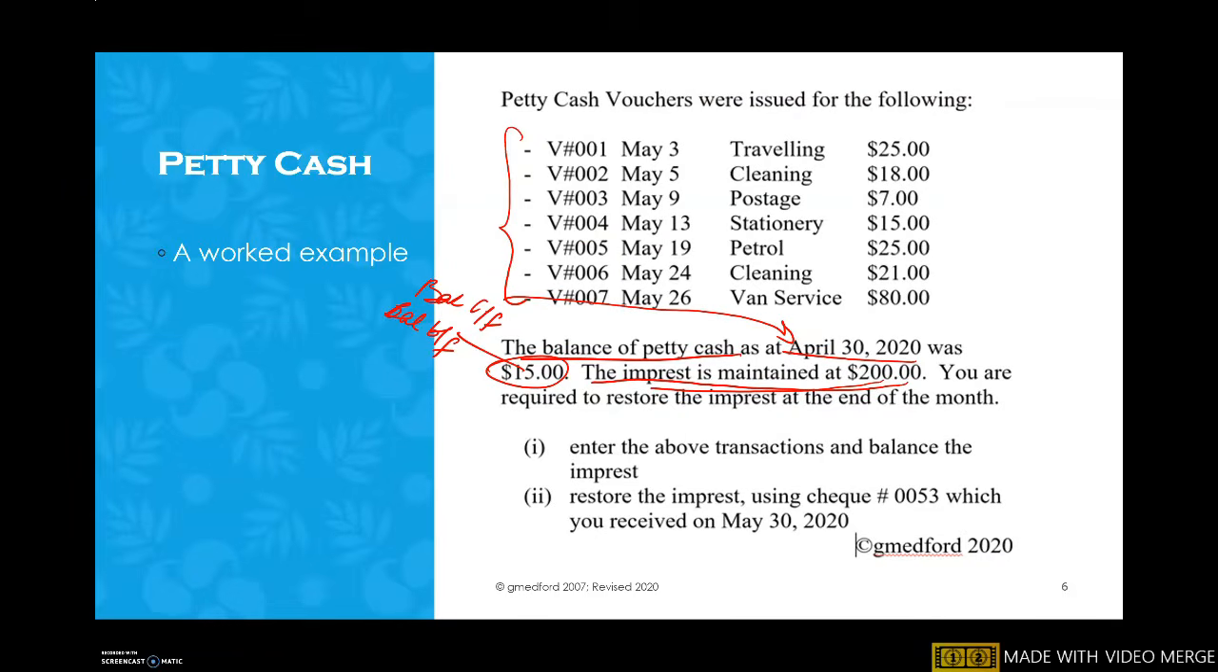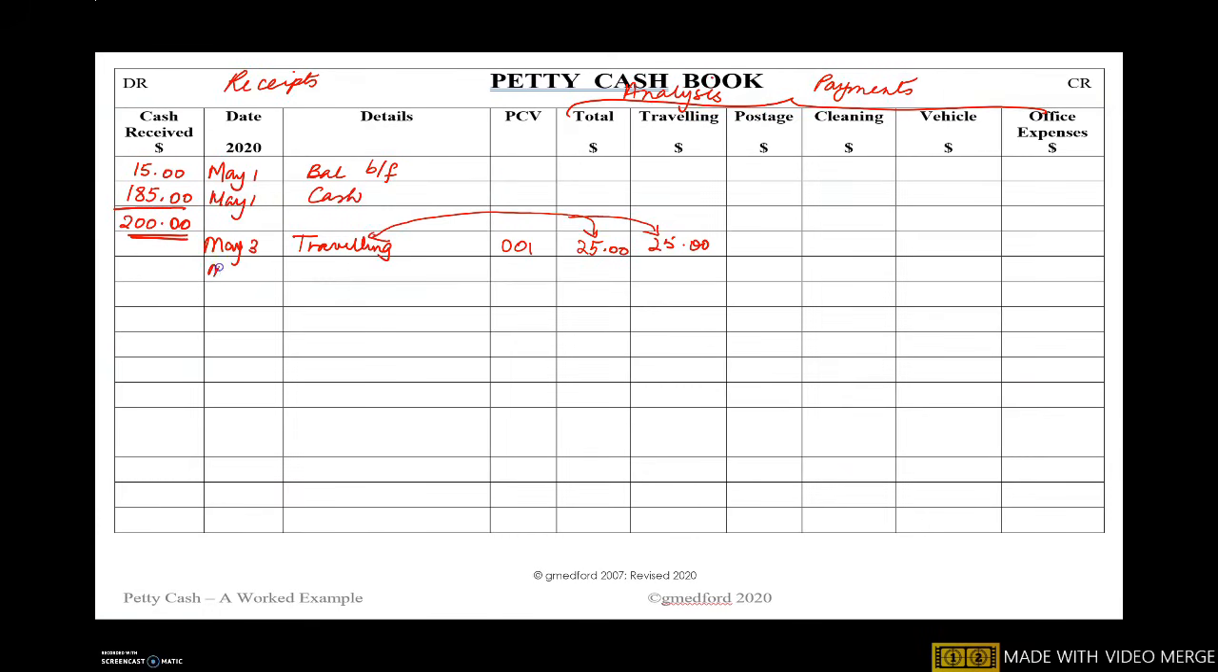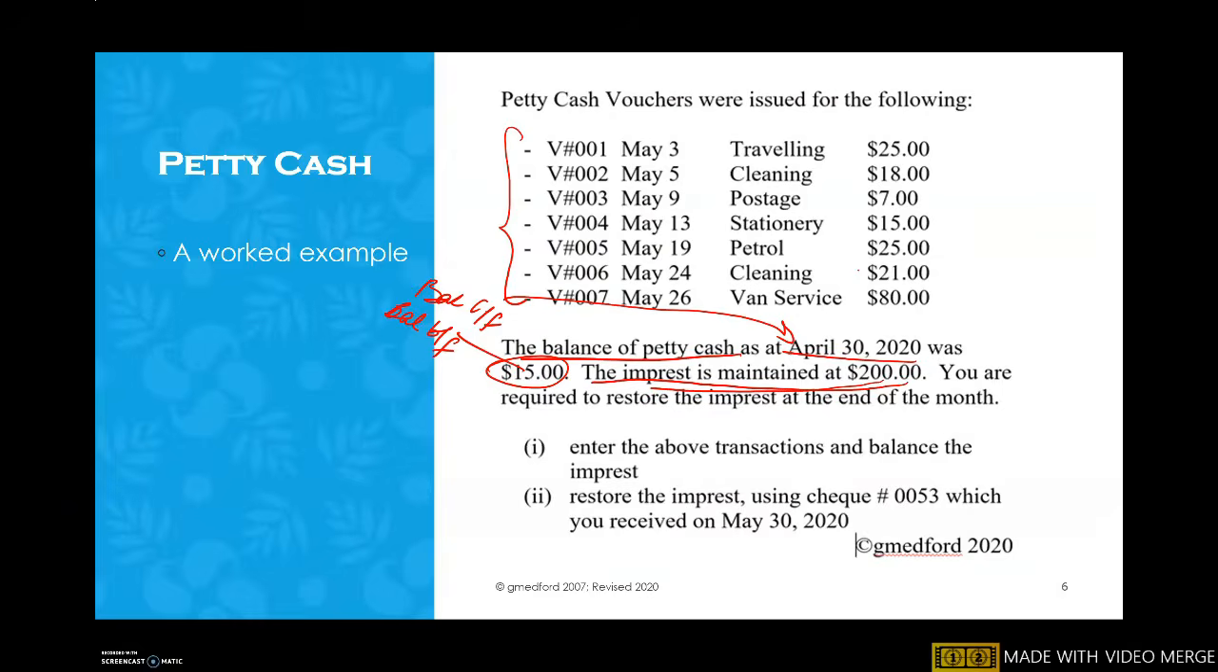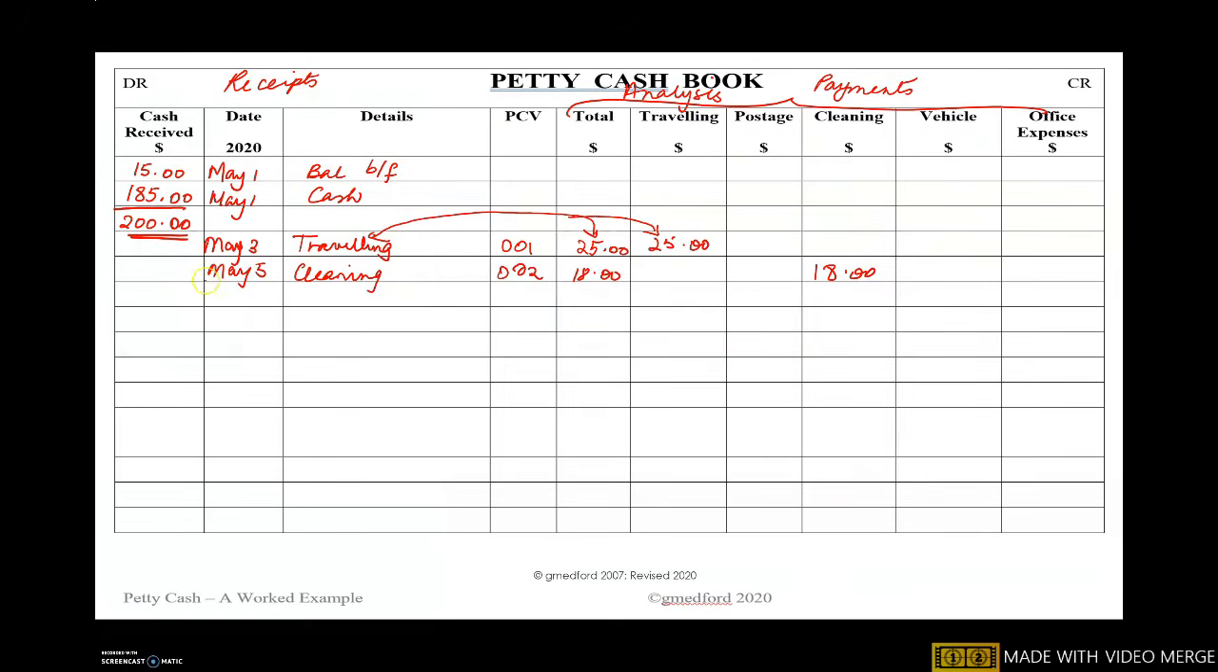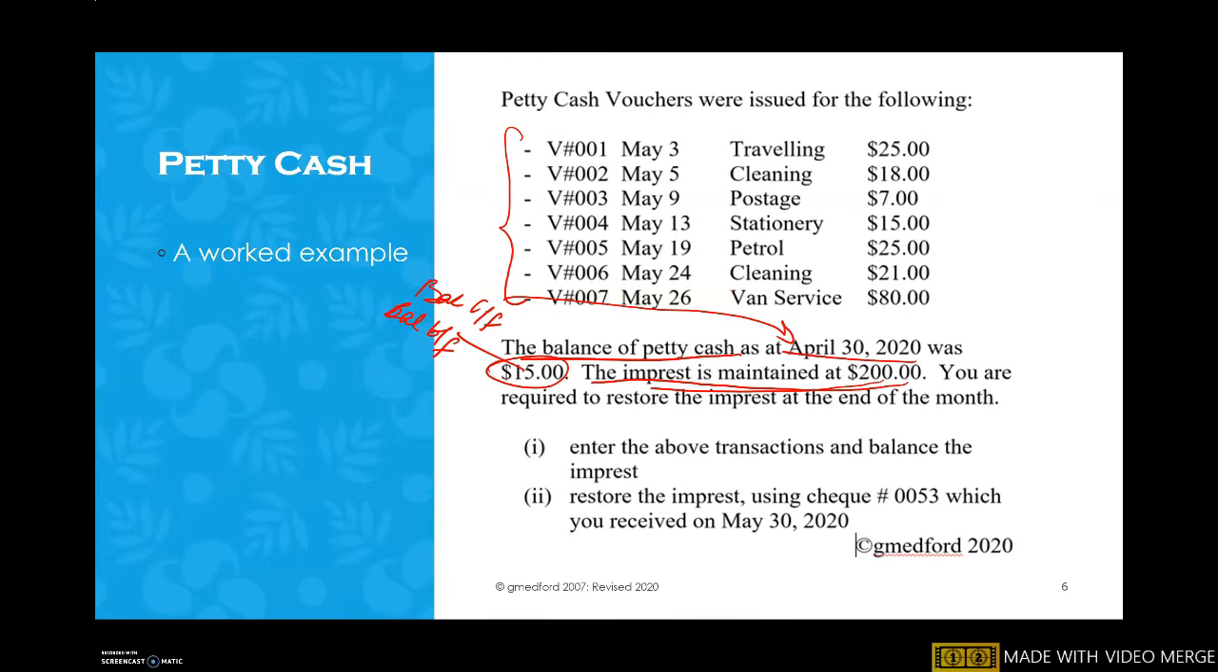May 5th, cleaning, $18. Voucher number 2, $18. And we put it into the corresponding analysis column. May 9th, postage, $7. Voucher number 3, $7. Into the postage analysis column, $7.